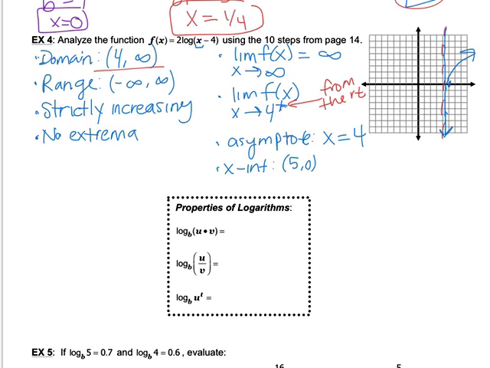This also can model population growth. It's the inverse of an exponential function, so a lot of the things that exponential functions can model, it goes the same for logarithmic functions.